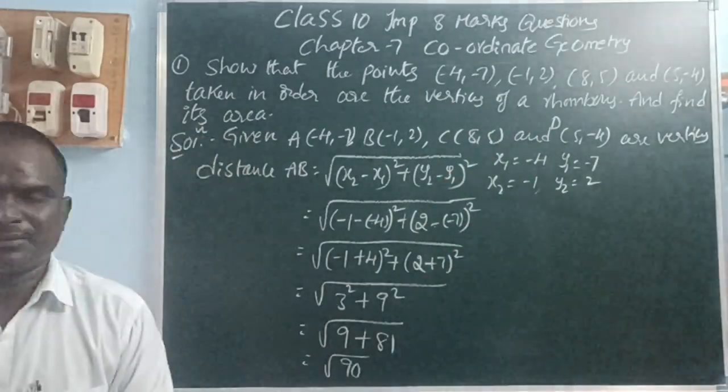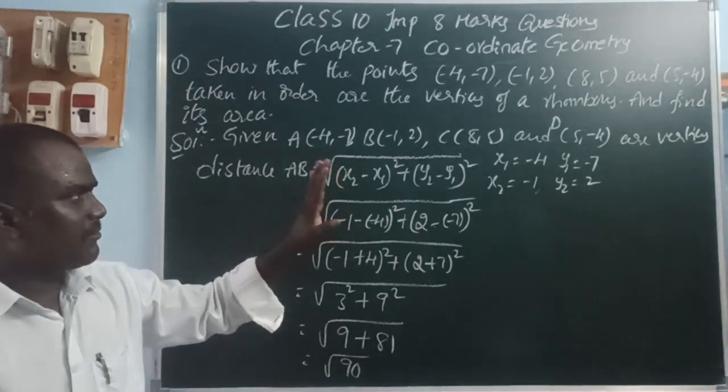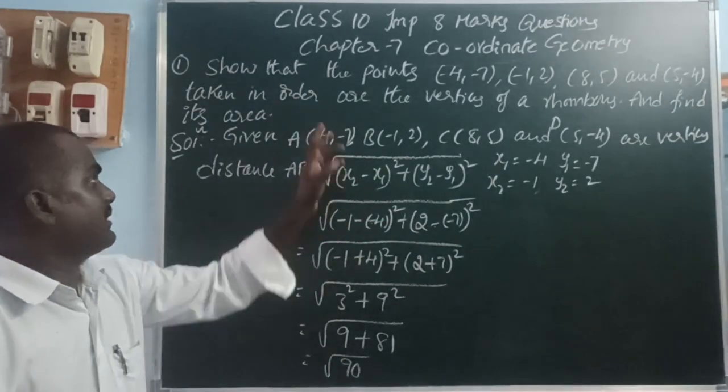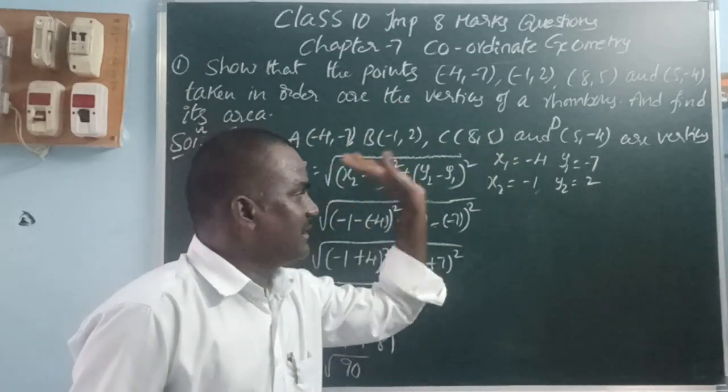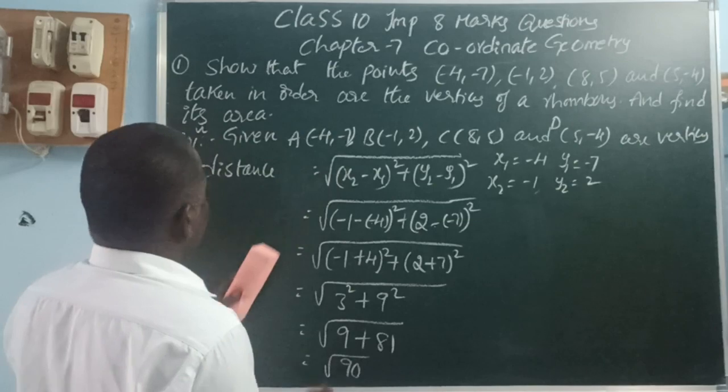What is the area of a rhombus formula? Half into d1 into d2. So in this problem you can also find the diagonal lengths AC and BD. So next, the distance BC.